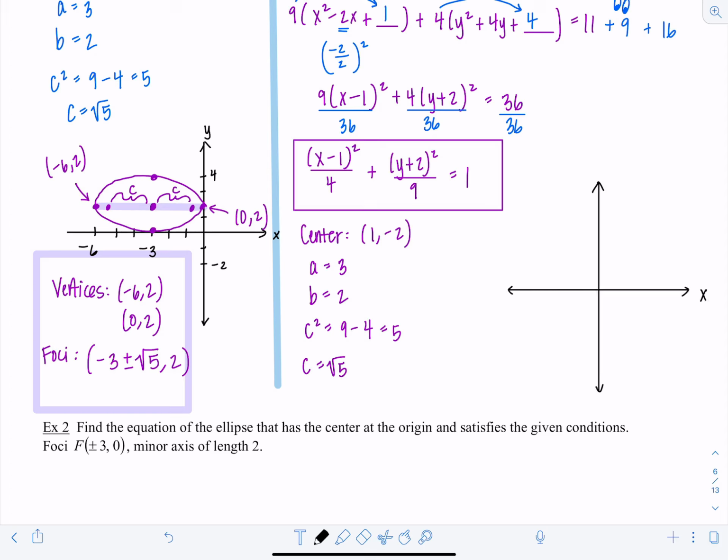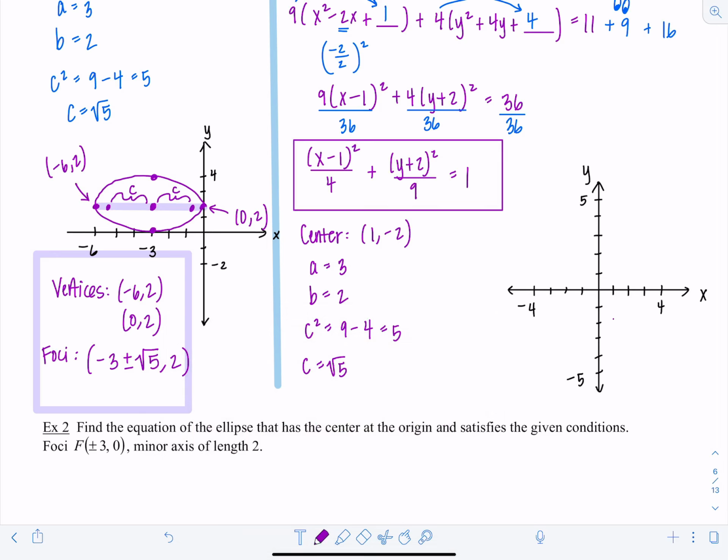So here's the x-axis, here's our y-axis. 1, 2, 3, 4. 1, 2, 3, 4, 5. 1, 2, 3, 4, 5. 1, 2, 3, 4. Looks good. So let's start with the center.